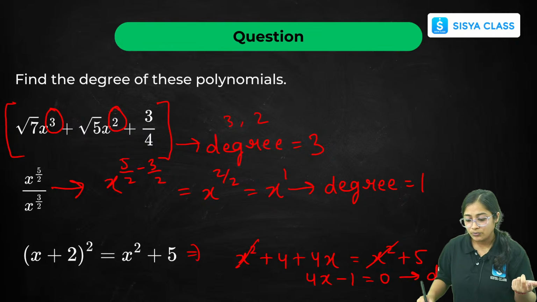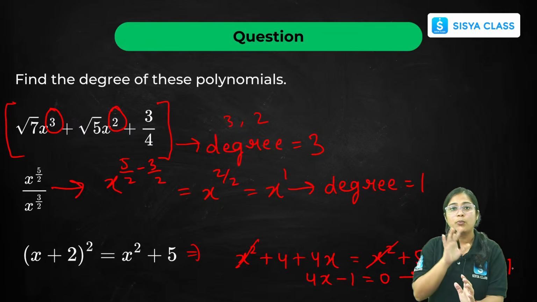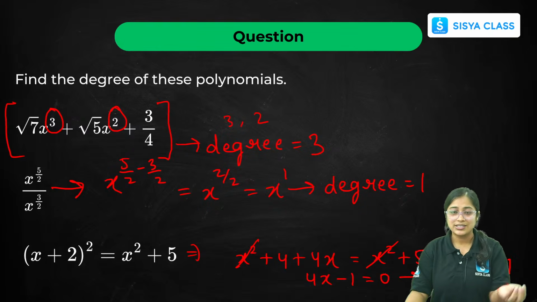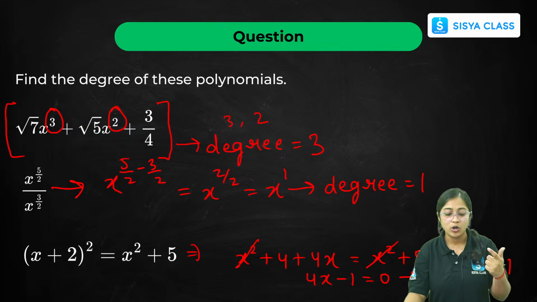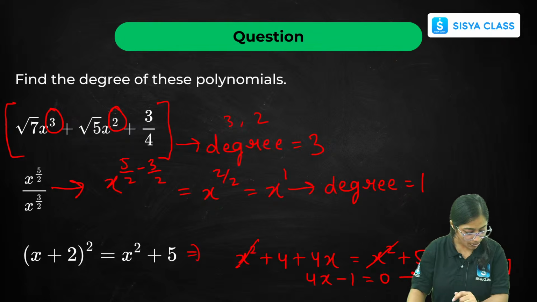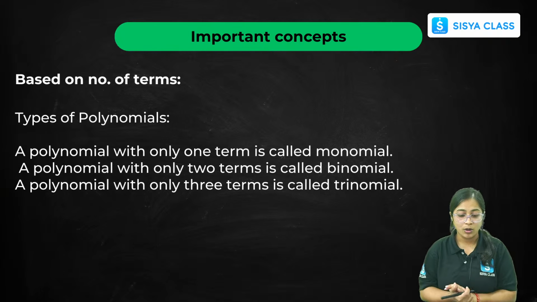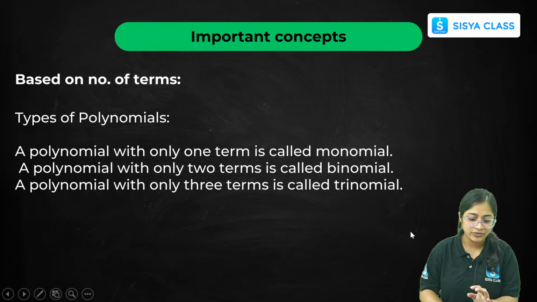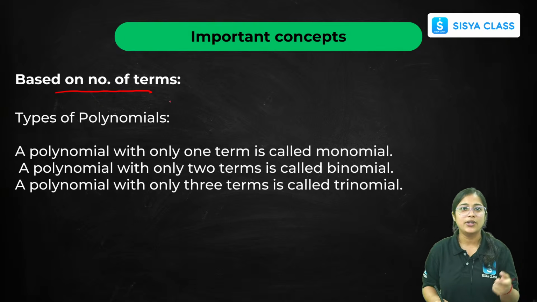Got it, everyone? So again, whatever polynomial you have, always simplify it first, and after simplifying, see what the degree of your polynomial is, what is the highest power. Okay, now let's see types of polynomials. So we have types of polynomials based on the number of terms, okay, and based on degree.